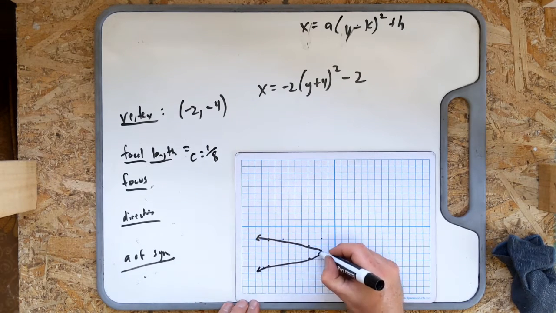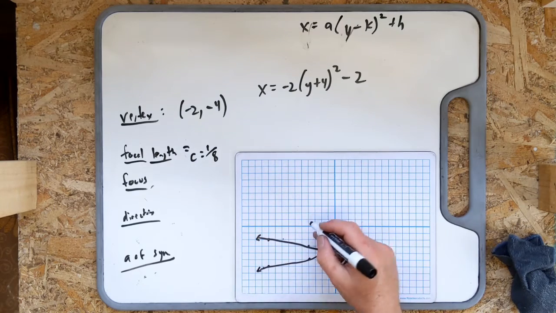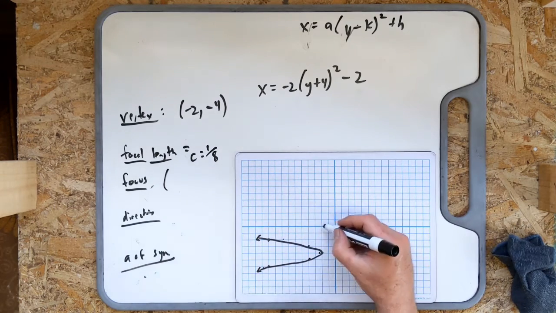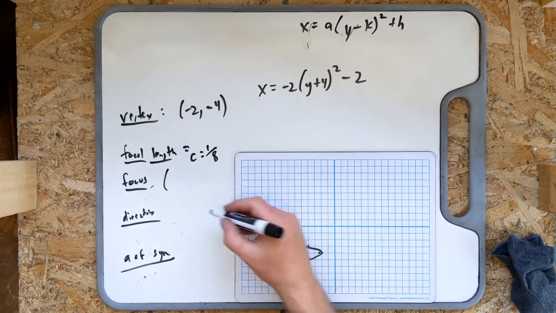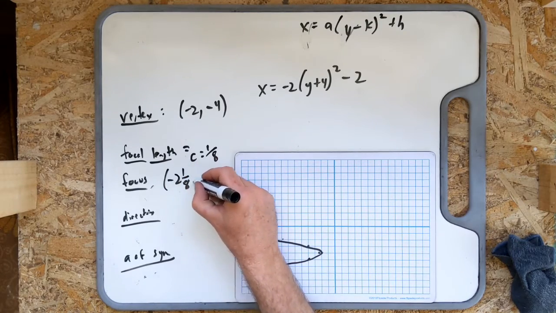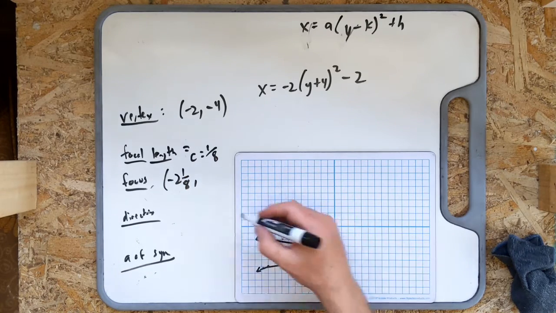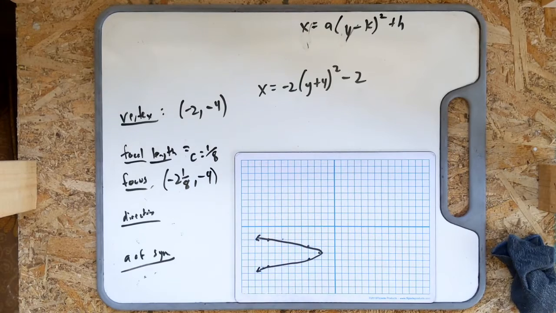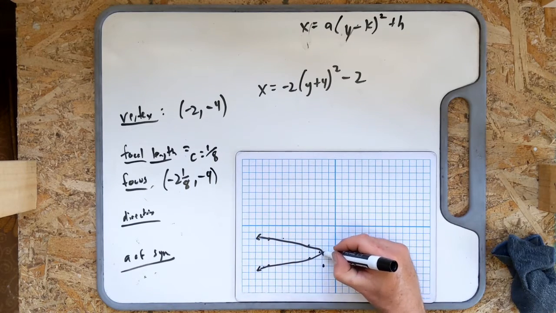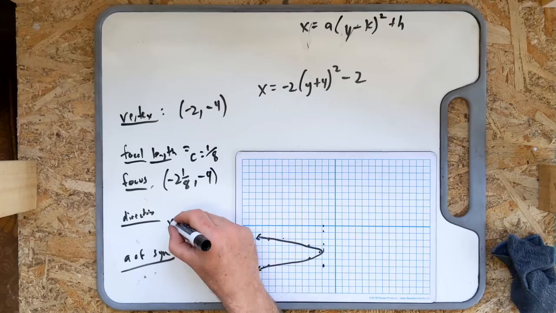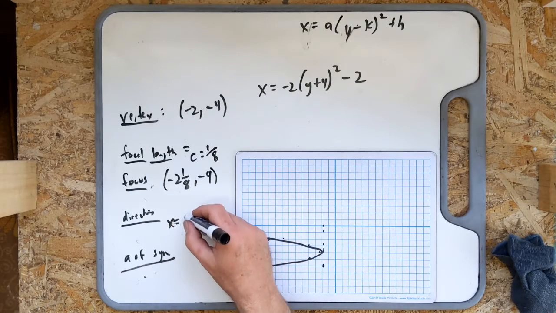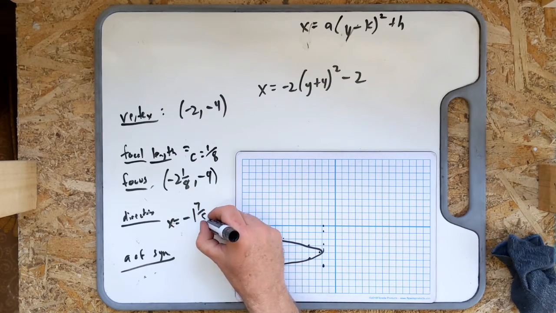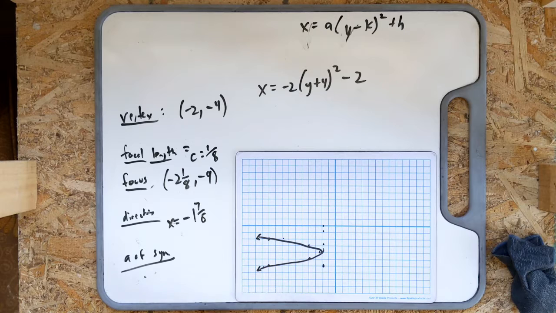Okay, focal length is an eighth, which means it's right on the side by an eighth. So the focal point, or the focus, is (-2 1/8, -4). And it's down to -4, that doesn't change. The directrix is on this side, it's x equals, and it's not -2, but short of an eighth of that, so it's x equals -1 7/8. And then the axis of symmetry is y equals -4.